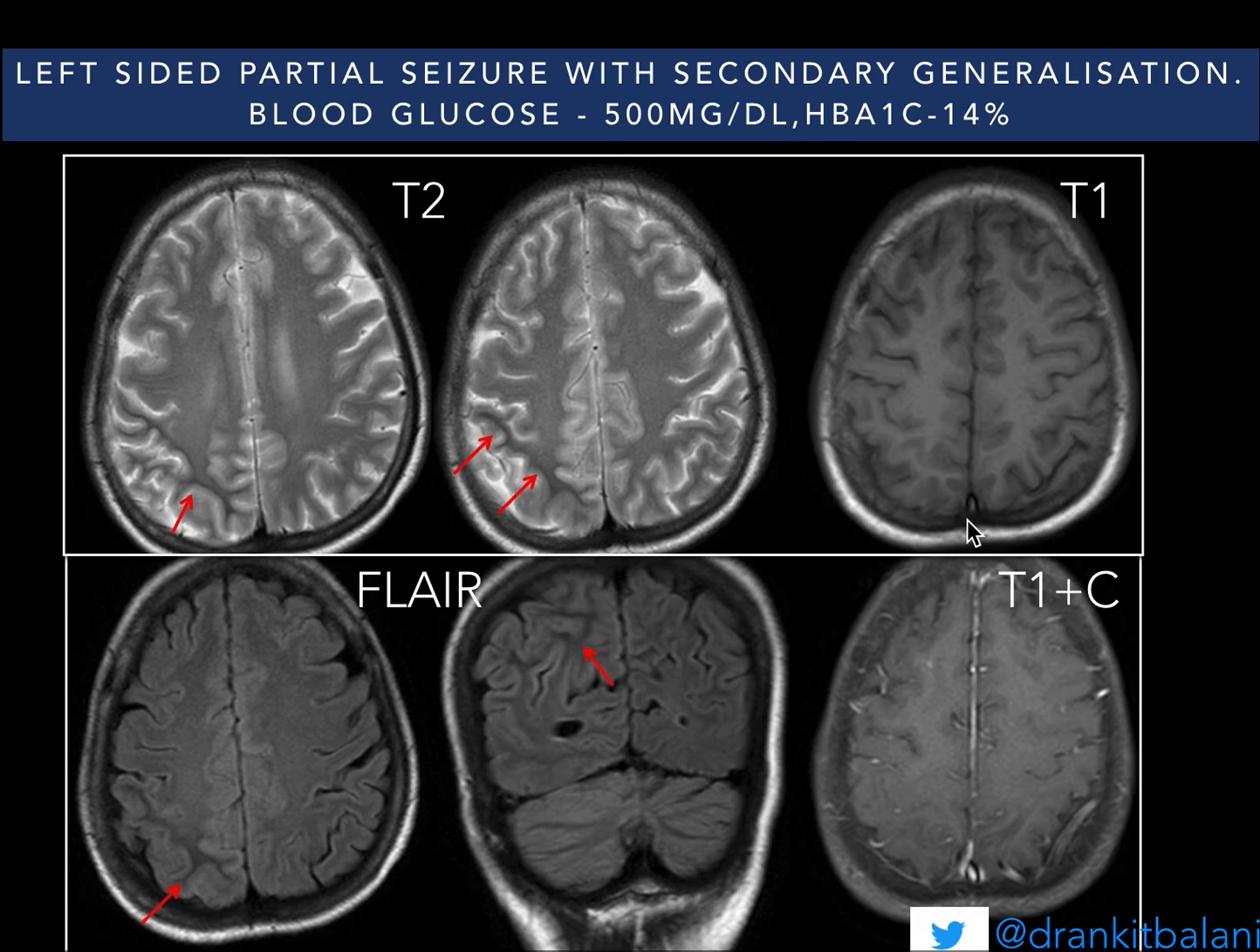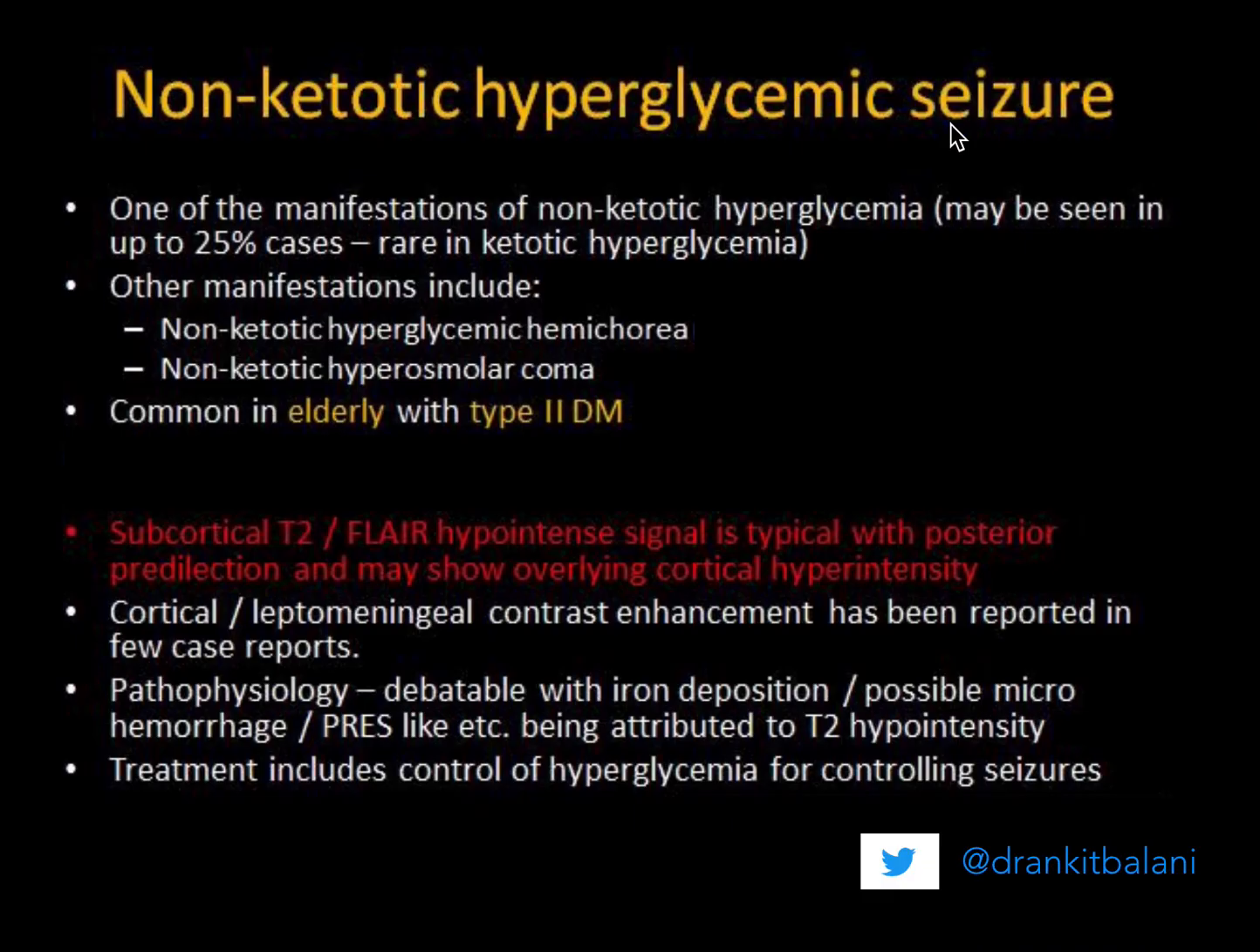diagnosis. And on T1 again you can see the gyral edema, and on post-contrast there is no significant enhancement. So with all these features in an elderly patient who presented with partial seizures with increased blood glucose levels and HbA1c of 14%, the diagnosis is non-ketotic hyperglycemic seizure, and it is one of the manifestations of non-ketotic hyperglycemia.